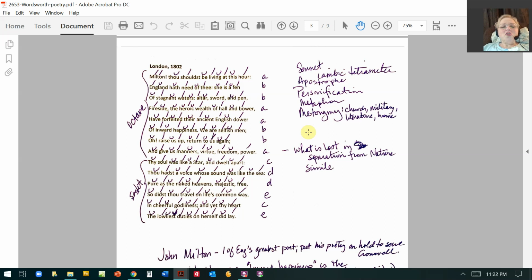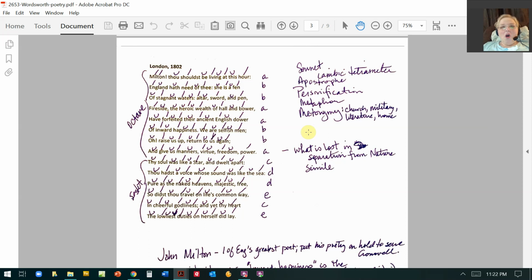Thy soul was like a star and dwelt apart. Thou hadst a voice whose sound was like the sea, pure as the naked heavens, majestic, free, so didst thou travel on life's common way in cheerful godliness, and yet thy heart the lowliest duties on herself did lay.